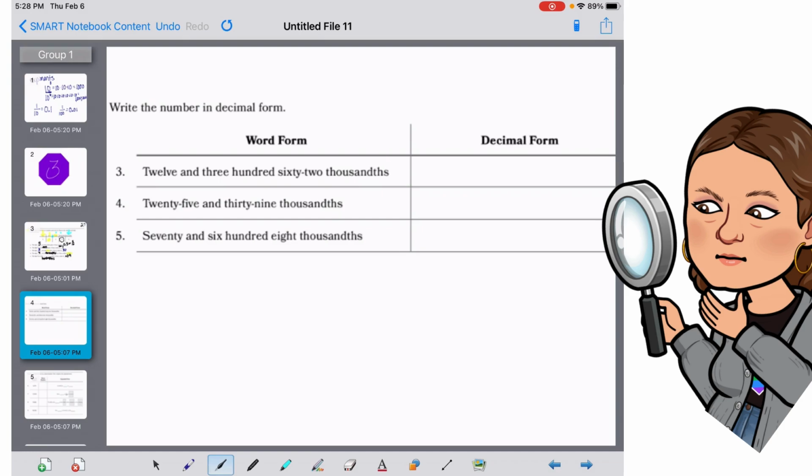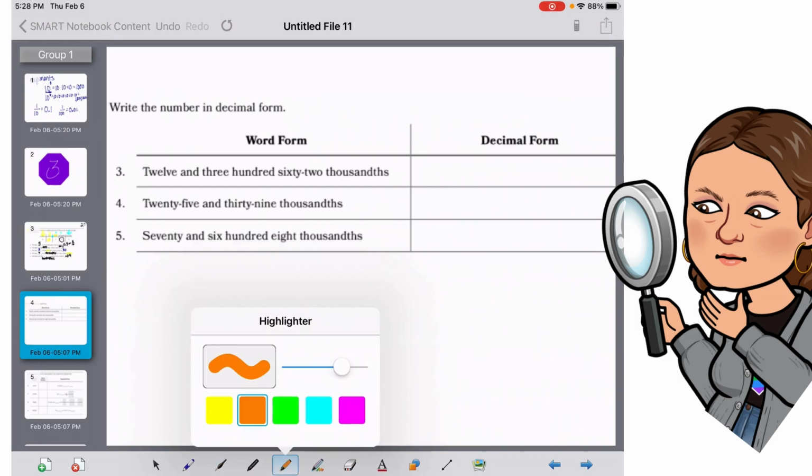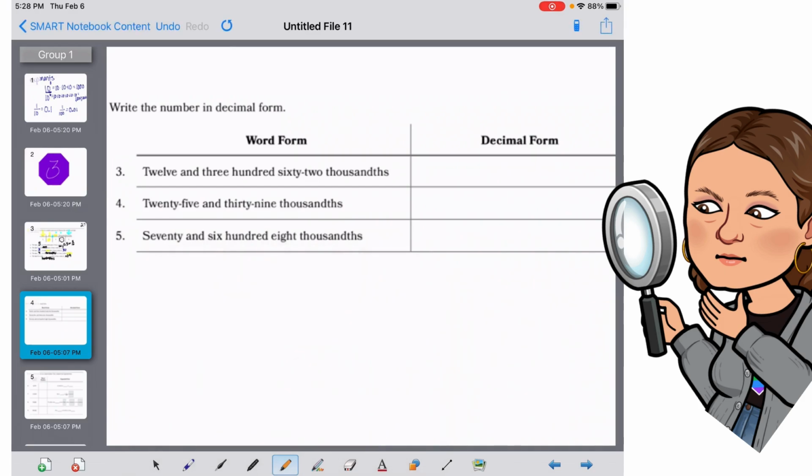Next, we're going to look at this one. It gives us the word form, and we are going to write it in decimal form. If you remember back to when we first started talking about this, when we talk about word form, anytime you see one specific word, I want you to circle it. Can you remember what that word is? It is and. Because and is letting me know that there is a decimal. It should only show up in our word form one time. So whatever is in front of that, 12, is what's in front of my decimal. I go ahead and put my decimal down. Next, I have 362 thousandths.